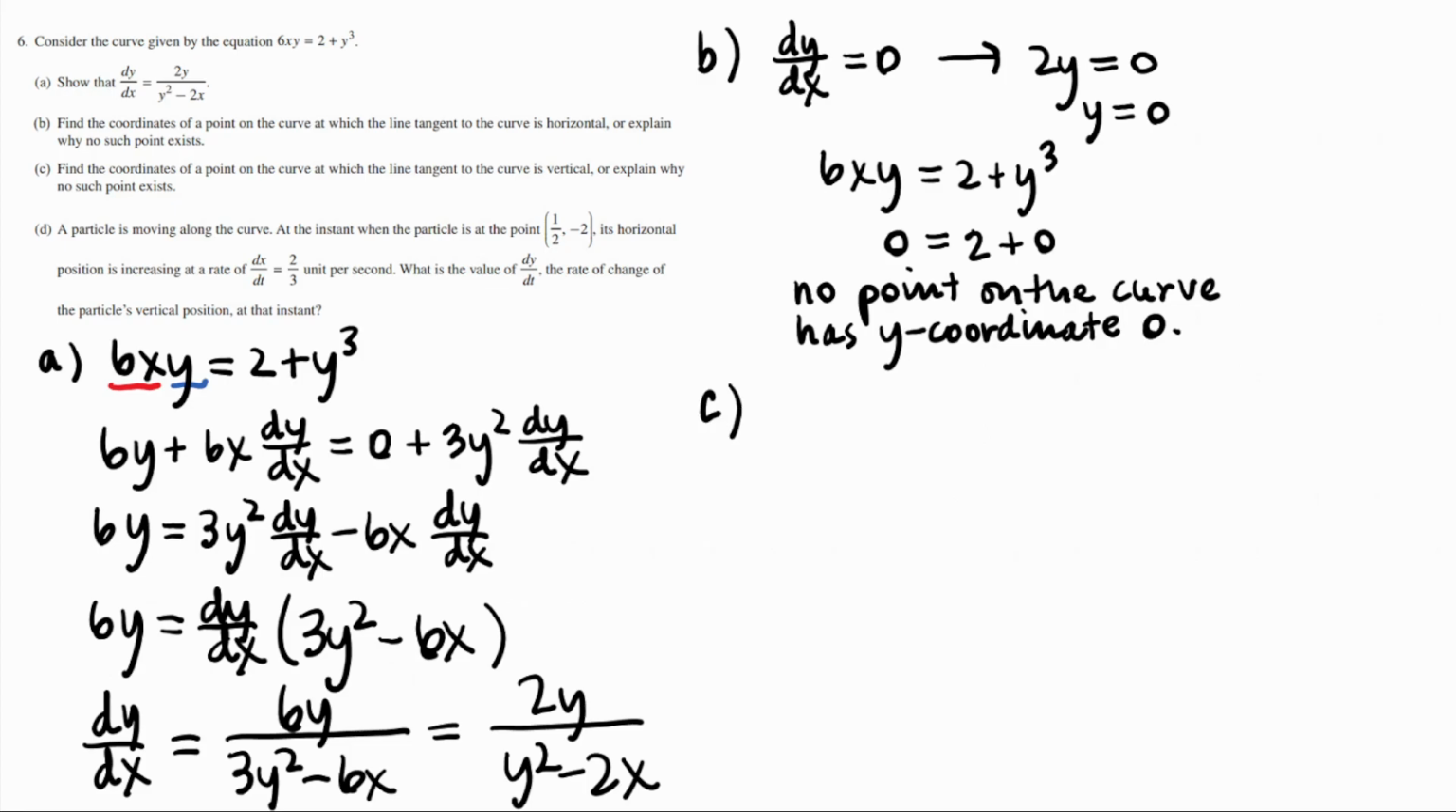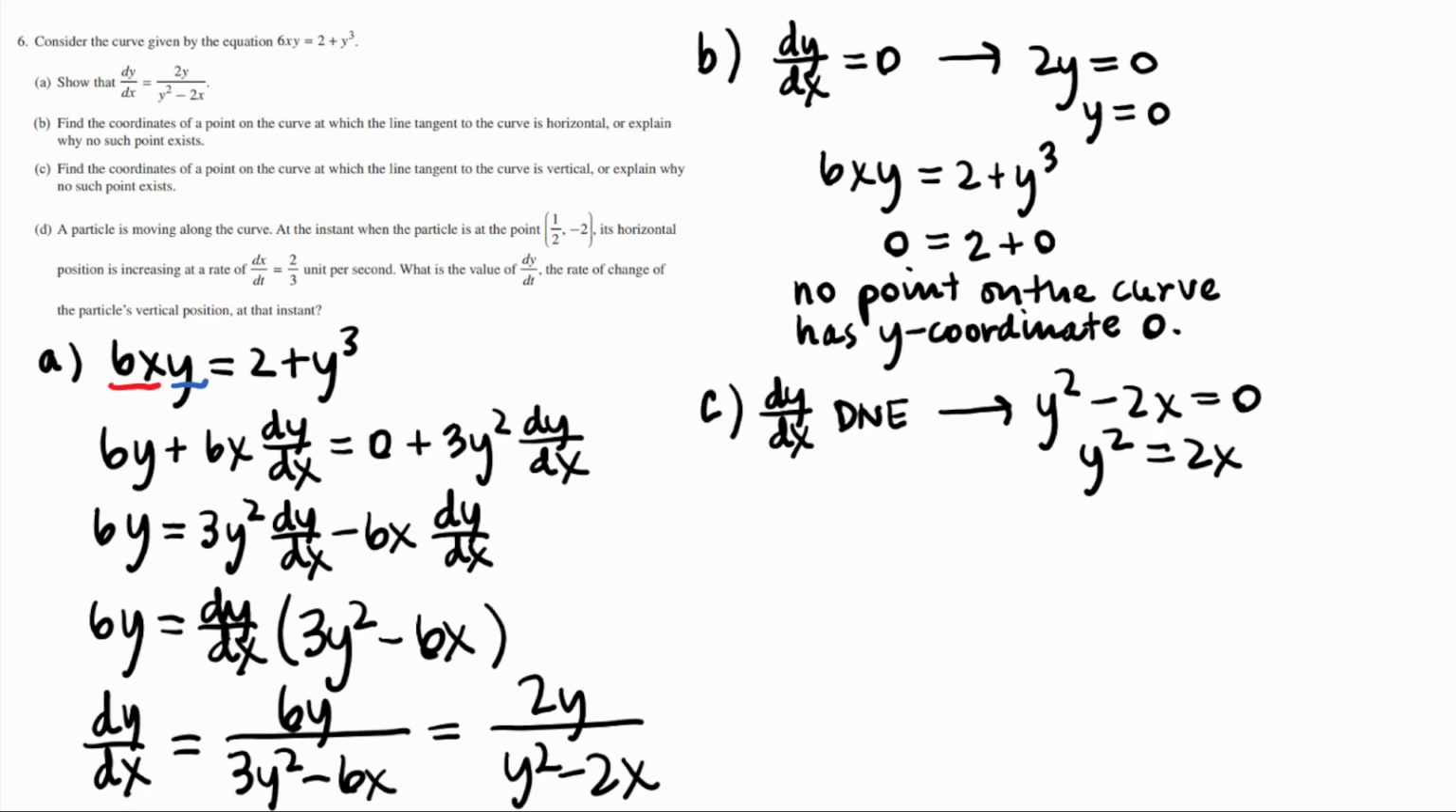And then part C, find the coordinates of a point at which the tangent line is vertical. Okay, this is interesting. I like this problem. So dy/dx fails to exist because of division by 0. That's going to be where y squared minus 2x is equal to 0. So that's where y squared equals 2x, and x is half of y squared.